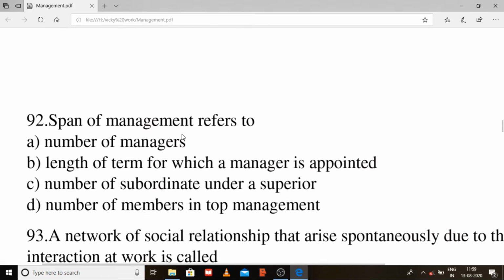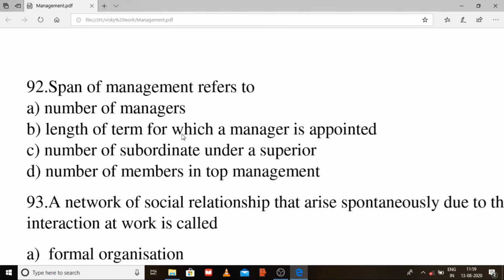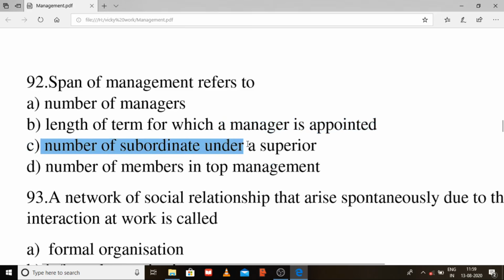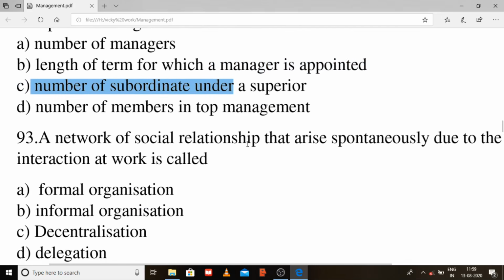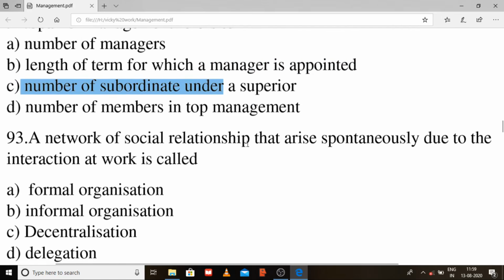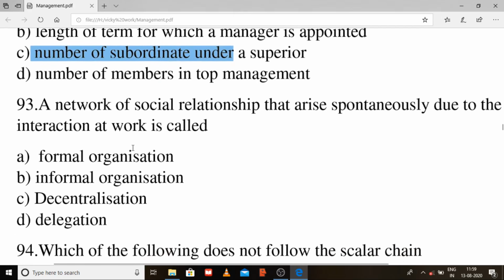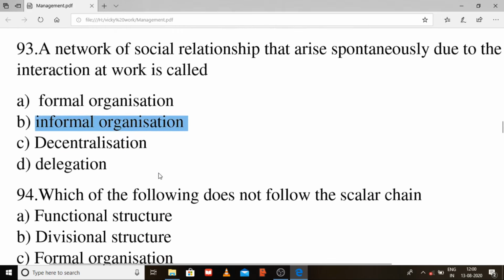92. Span of management refers to. Span of management refers to number of subordinate under a superior. Option C is the right answer. 93. A network of social relationship that arise spontaneously due to the interaction at work is called informal organization. 93. Option B is the answer.